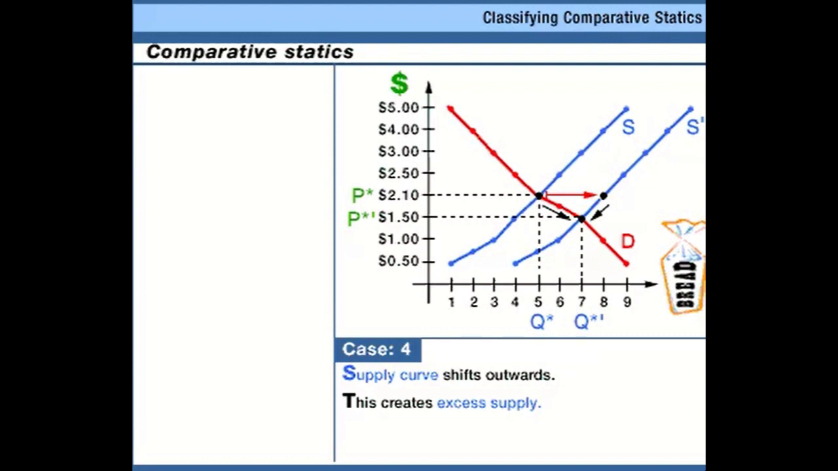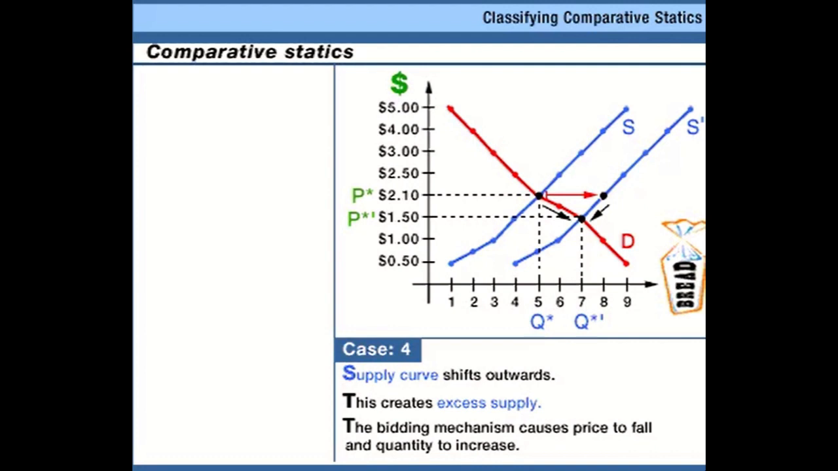Meanwhile, the falling price draws some buyers into the market. These buyers are now willing and able to purchase more bread than they were buying before. The result is a new equilibrium price that's lower than the original. The equilibrium price falls in this market, and the equilibrium quantity traded increases. What are the real-world events that could lead to this outcome?